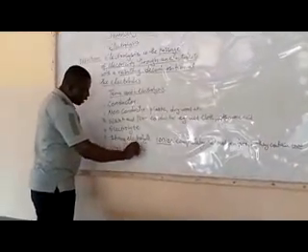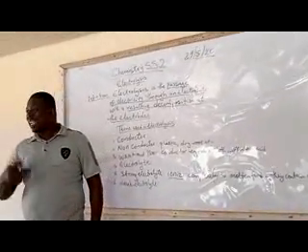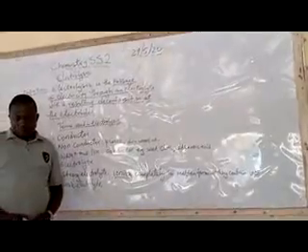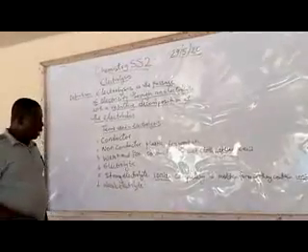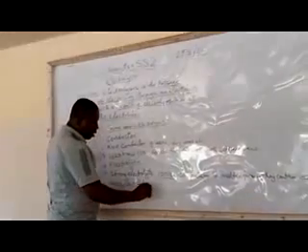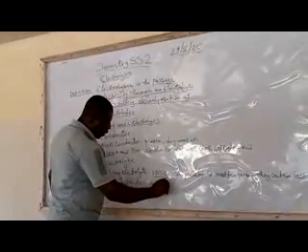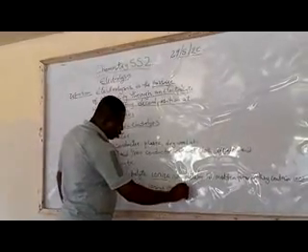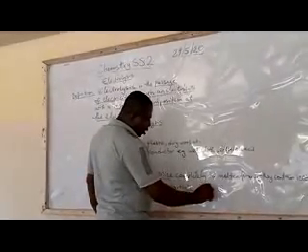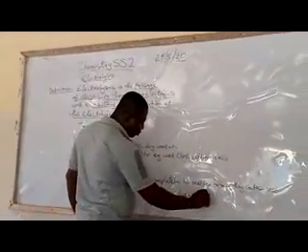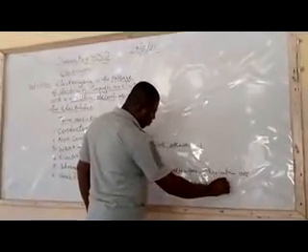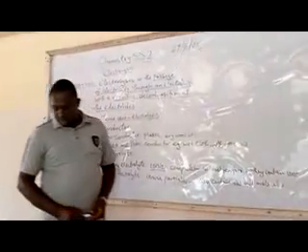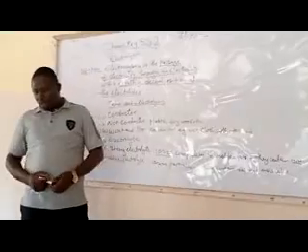Weak electrolytes. What are weak electrolytes? Weak electrolytes ionize partially when in solution or in molten form, because they contain both ions and molecules in them.